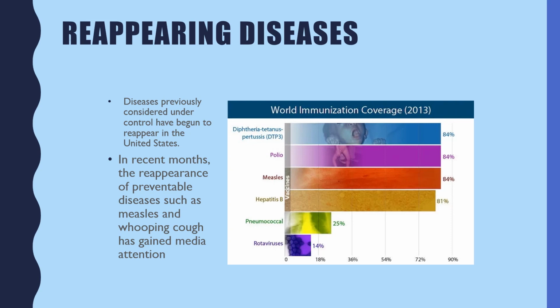Some interesting facts that the book puts out: 1 in 1,000 will develop serious meningitis or encephalitis from measles, and 1 or 2 per 1,000 will die from measles, even with medical treatment. And you can see here the world immunization coverage for 2013. Only 84% of people are getting vaccinated for Tdap, 84% for polio, 84% for measles, 81% for Hep B, 25% for pneumococcal, and 14% for rotavirus. So that leaves the gate wide open for these diseases that have been eradicated to come back and to reappear.